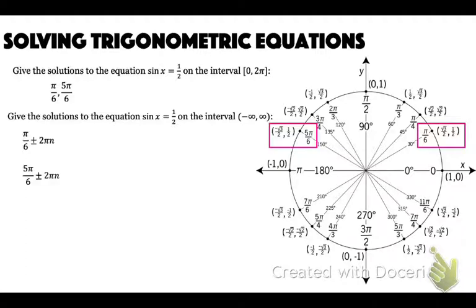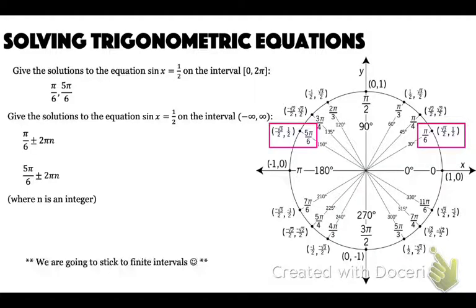So it's going to be pi/6 plus or minus 2 pi n, because that will be a whole rotation, and 5 pi/6 plus or minus 2 pi n, where n is just an integer. So it'd be however many times I rotated. I could say n is 100, and that means I went from pi/6, rotated 100 times, and got to whatever that angle was. Okay?